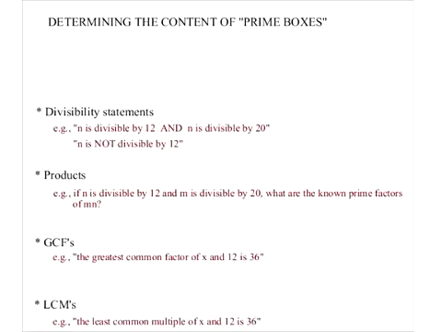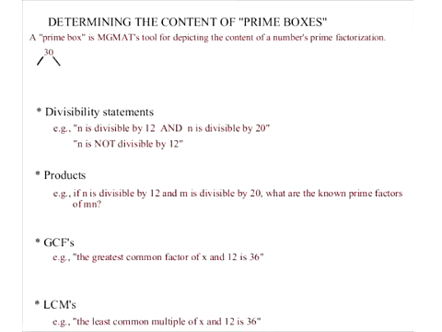So a prime box is our tool for depicting the content of a number's prime factorization. For instance, the number 30, if you factor 30 into primes, you can start out by factoring 30 into 3 and 10. 3 is prime, but 10 is not, so you can continue to factor. 10 gives you 5 and 2. So the prime factorization of 30 is 3 times 5 times 2.